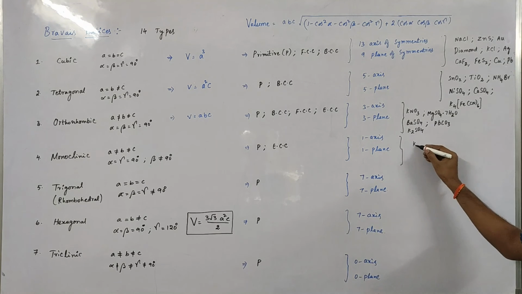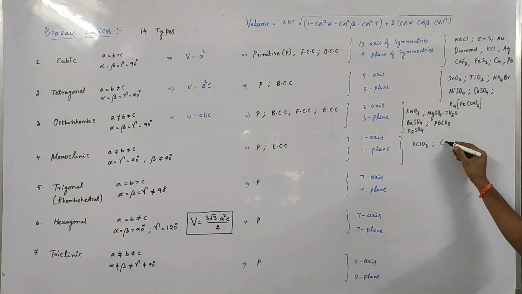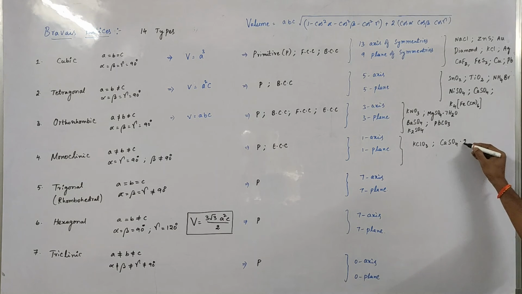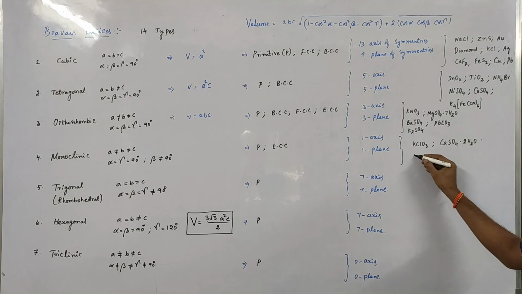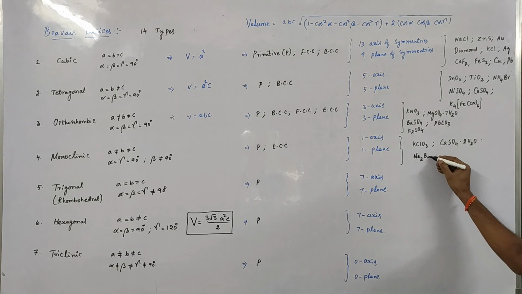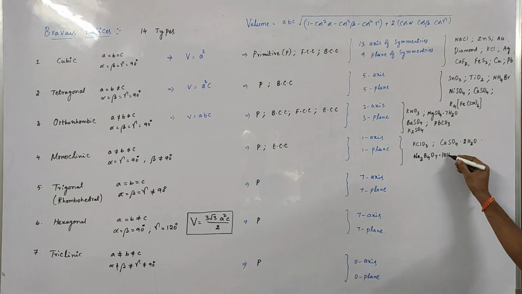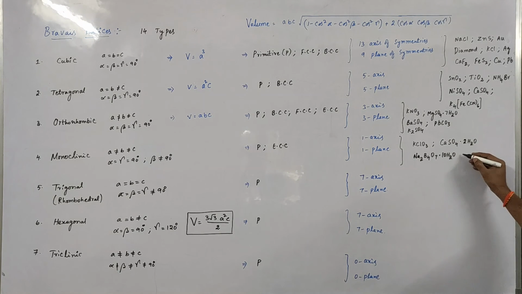Now coming to monoclinic. Examples: KClO3, CaSO4.2H2O, Na2B4O7.10H2O, this is nothing but called borax, crystalline borax. Na2SO4.10H2O. Next, NaHCO3 sodium bicarbonate, FeSO4.7H2O.